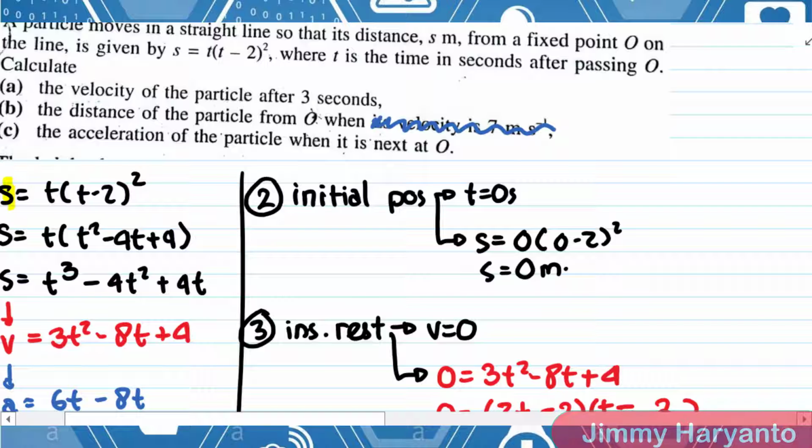When the distance, when the time is 3 seconds, it's a little bit weird, right? So let's remove the "when" and change it with "after". So the distance of the particle from O after 3 seconds.